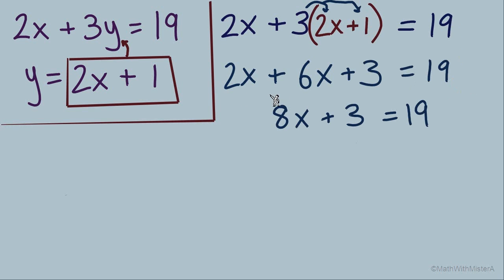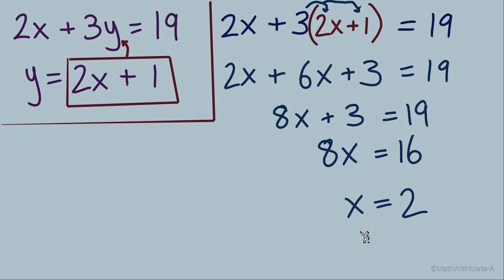We spot like terms. 2x plus 6x equals 8x. Recopying plus 3 equals 19. Going to get rid of the plus 3. Subtracting 3 from both sides leaves us with 8x equals 16. Now I'm doing divide by 8 both sides to get x equals 2.